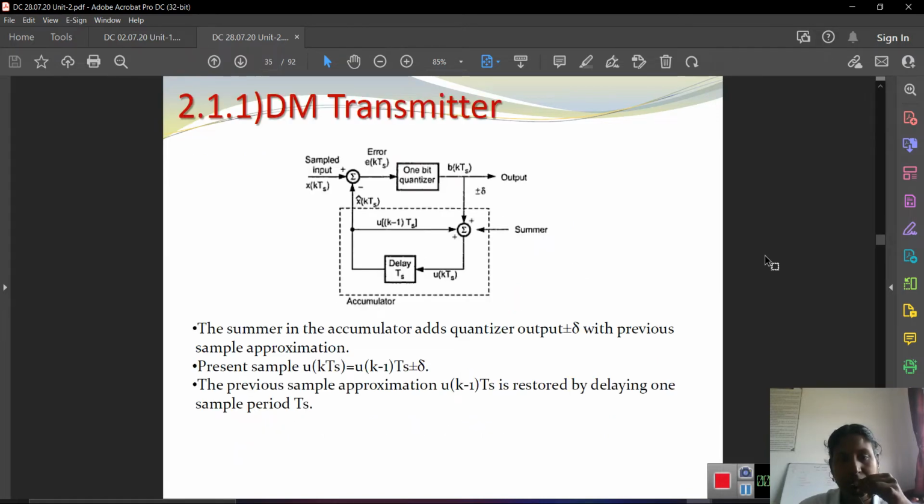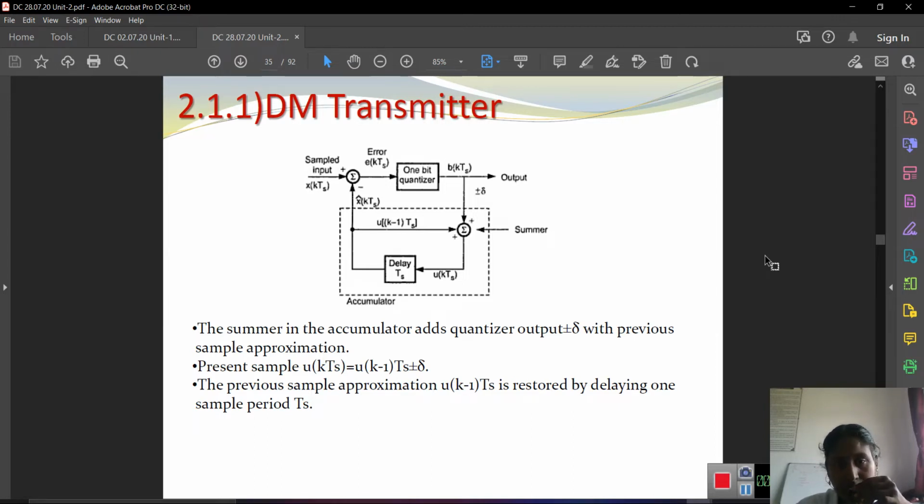Then the DM transmitter section. Here is the block diagram of the DM transmitter. This is the 1 bit quantizer. The summer in the accumulator adds the quantizer output, plus or minus delta, to the previous sample approximation. The present sample u(kTs) equals u((k-1)Ts) plus or minus delta. The previous sample approximation u((k-1)Ts) is obtained by delaying by one sample period Ts.